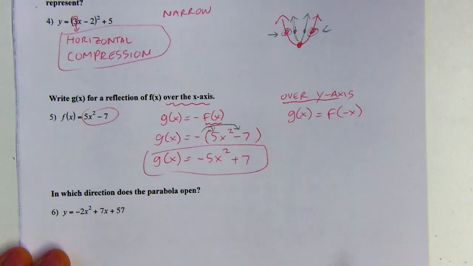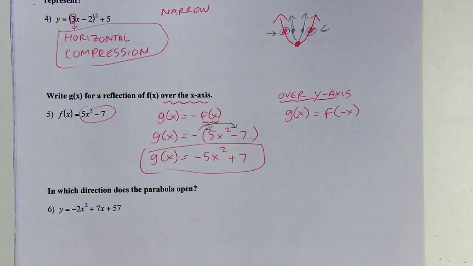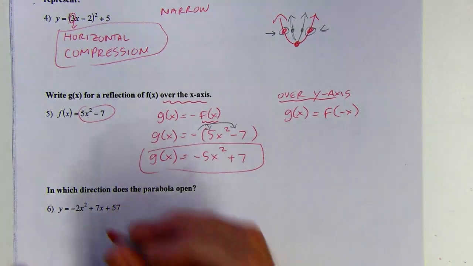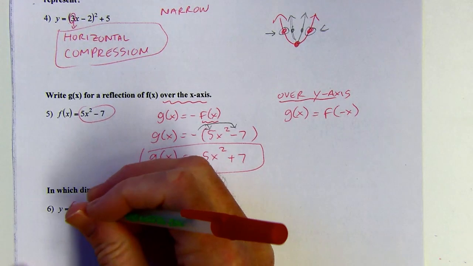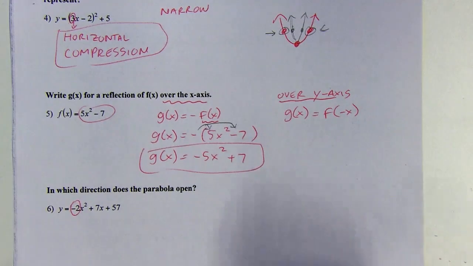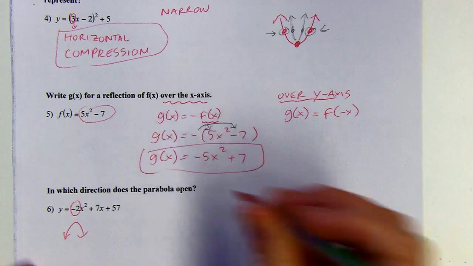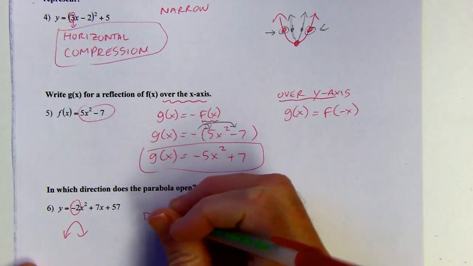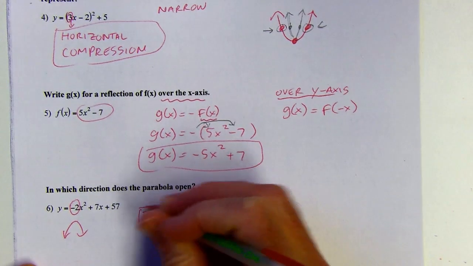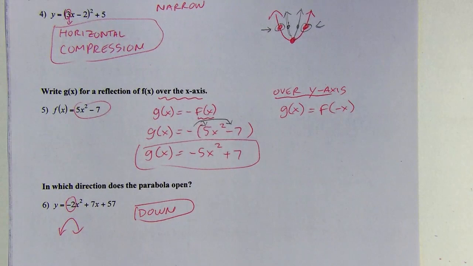All right, next up, in which direction does the parabola open? Well, that's determined by the leading coefficient. So the leading coefficient is the coefficient in front of the x squared. If it's positive, it's going to open up. If it's negative, it's going to open down. So it's going to open downward. Okay.